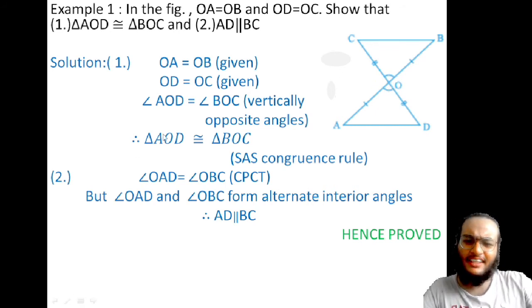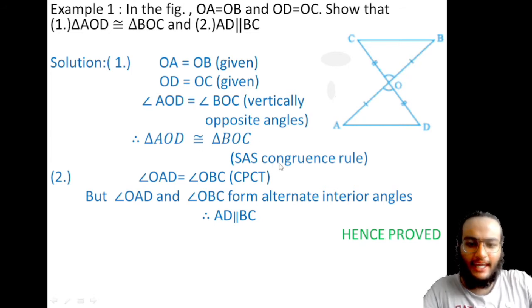Therefore, triangle AOD is congruent to triangle BOC by SAS congruence rule. These are the sides equal and the included angle, sides equal and the included angle. Therefore, it is the SAS rule. Now we have to prove AD is parallel to BC, right?